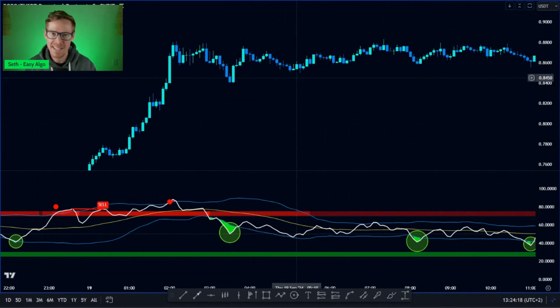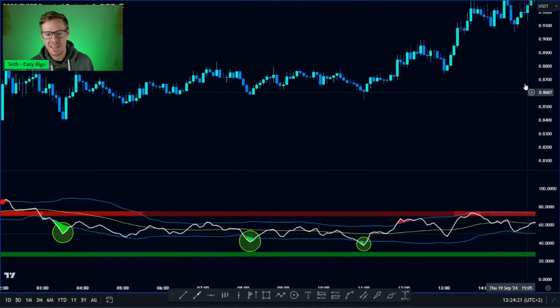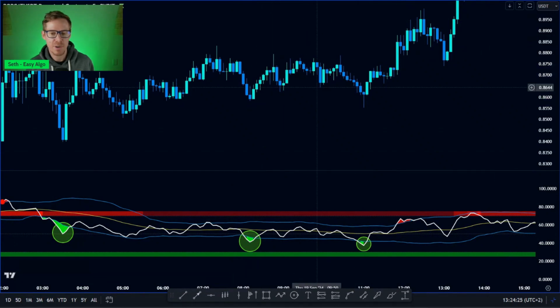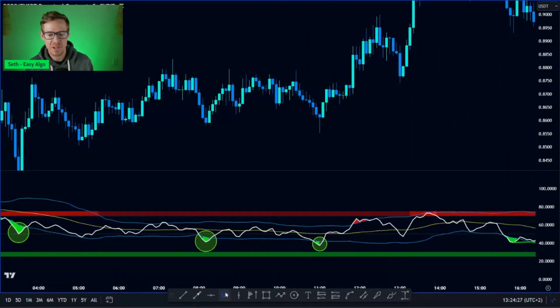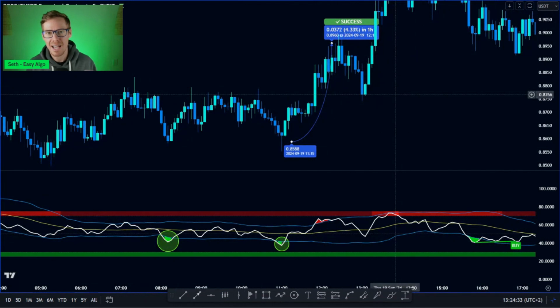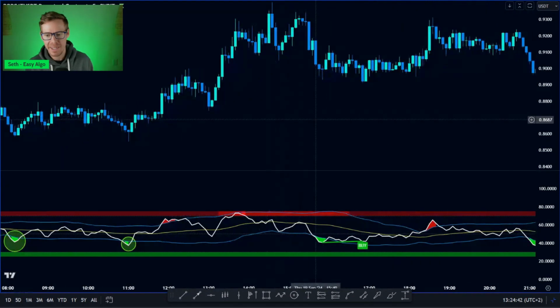4%. That's still a fantastic trade, guys. 4%. Here's another one we could have taken. 2.3%. Fantastic. Here's another one we could have taken. Some of them will yield higher results than others, but we can still take a piece of the market. We can still make profits using this strategy. And we keep going.